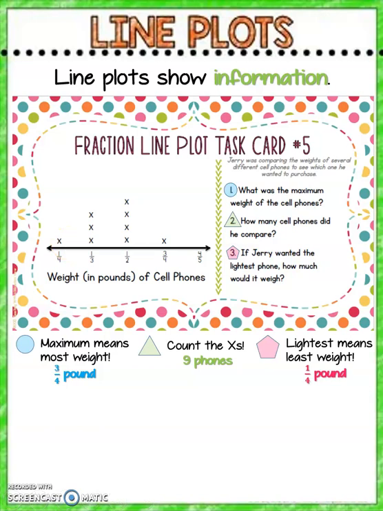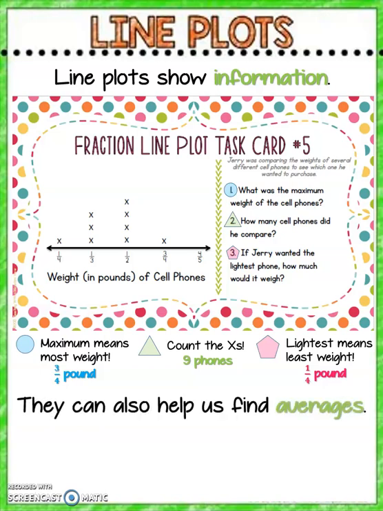Now there's one final type of question that you might see when it comes to fraction line plots, and that is asking us to find an average. An average is when we find the total amount and then we divide it by the number of numbers. So in this case, if I wanted to find the total weight of all the cell phones, again, I would start by finding my mini totals. So 1 X in the 1/4 category means 1/4 of a pound. 3 X's in the 1/3 category means 3/3 pounds.